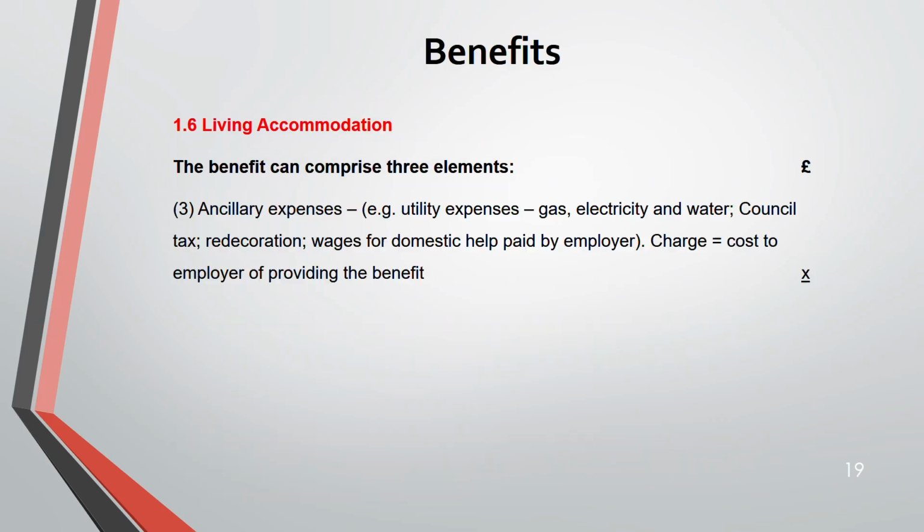Now, the third element, ancillary expenses. Ancillary expenses are your utility expenses like gas, electricity, and water, council tax, redecoration, wages for domestic help paid by the employer. So what is the charge? The charge is the cost to the employer. From the cost to the employer, we deduct the contribution by the employee, and that is the benefit.